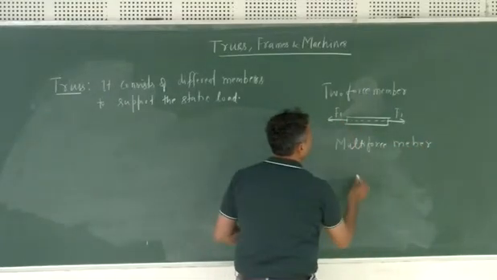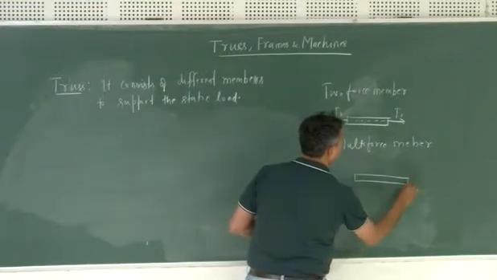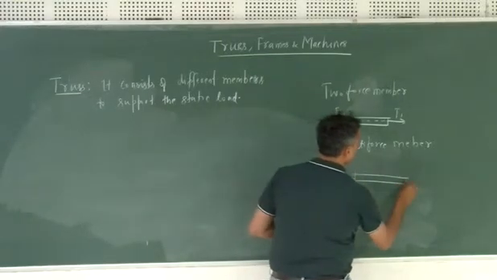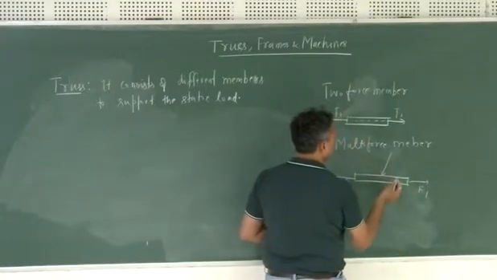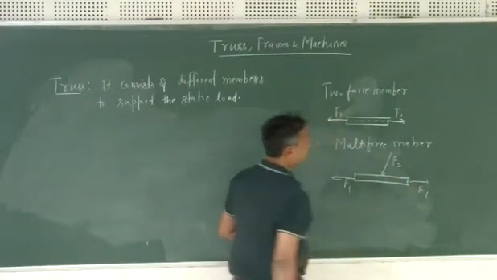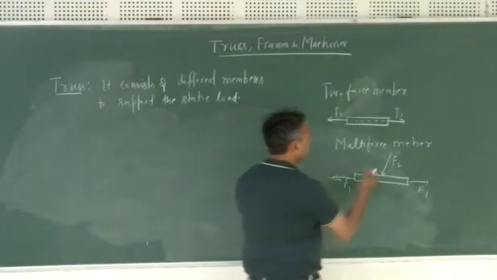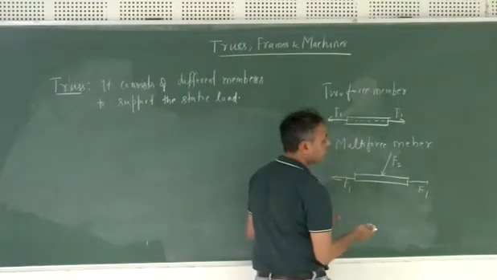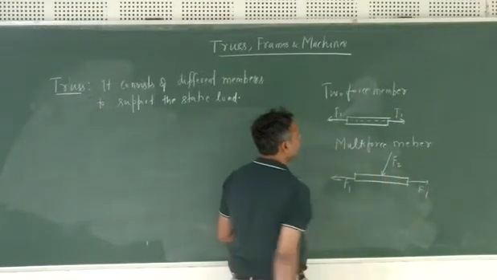Now a multi-force member, in addition to these two forces, has a third component of force. Let us say F1, here also F1, and if you have any transverse load F2 acting, this forms a three force member component. If it is even more than three, we can call it a four force member. But in generalized terms, we call such kinds of members multi-force members.